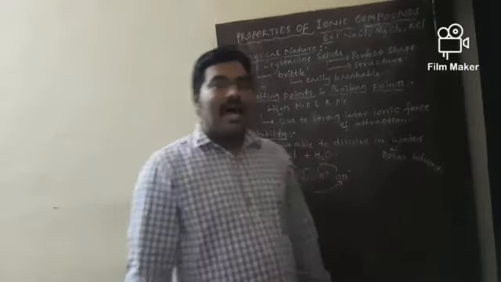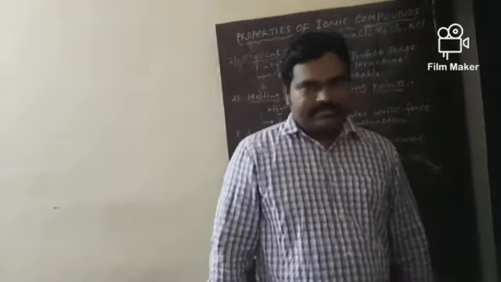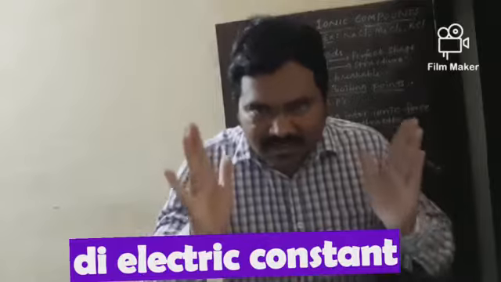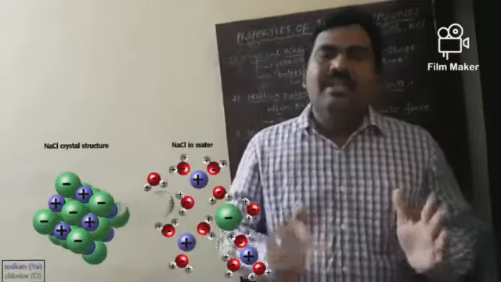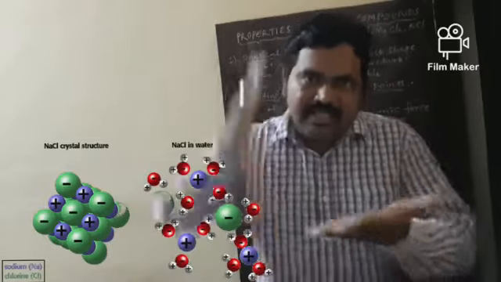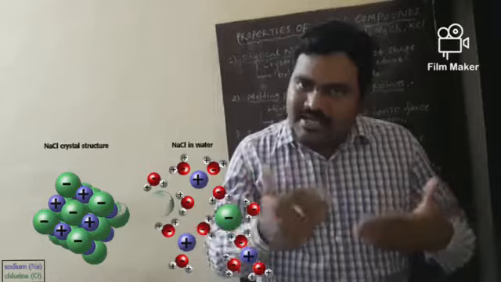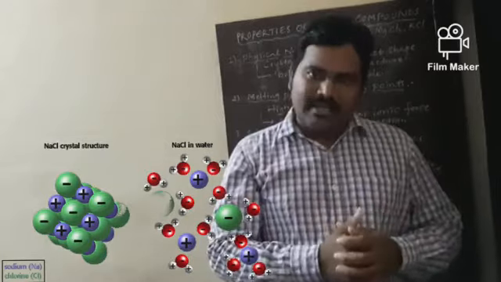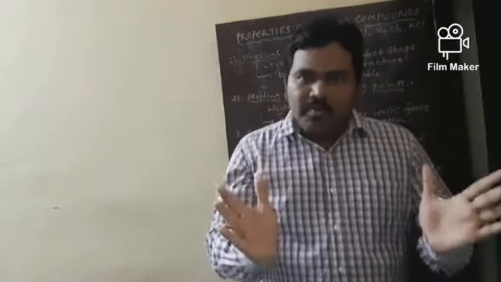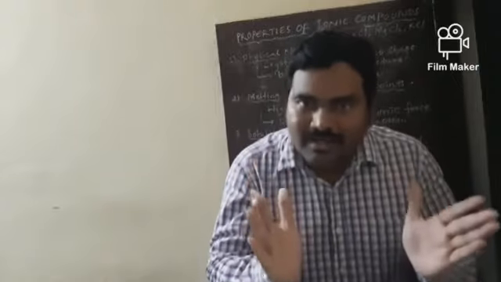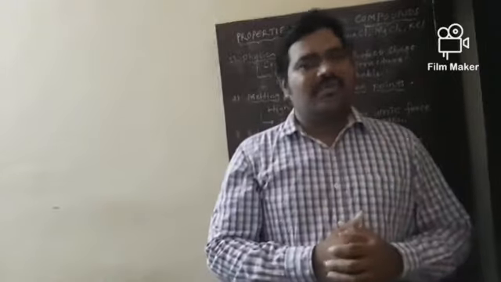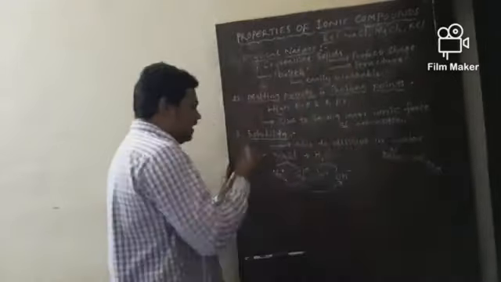And water has a high dielectric constant. Because of this high dielectric constant value, it has the ability to dissociate the bond, or the force of attraction, between Na plus and Cl minus. And finally, these compounds are able to dissolve in water. Water is a polar solvent. So, this is about solubility.